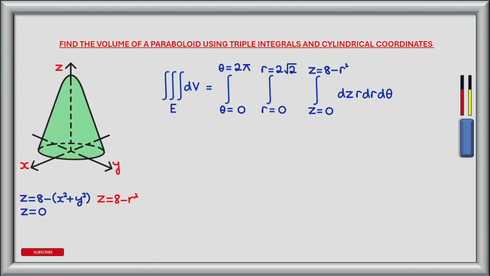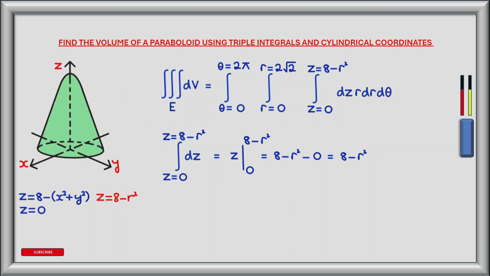So now we have our triple integral where we're integrating dz r dr d theta. So let's begin the evaluation process, beginning with the inner integral. For the inner integral, we want to integrate from z equals 0 to z equals 8 minus r squared dz. And using the power rule, this integral evaluates to z. And plugging in the limits of integration, we have 8 minus r squared minus 0. And this equates to 8 minus r squared.